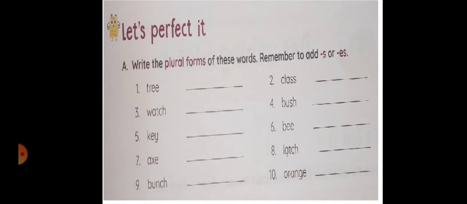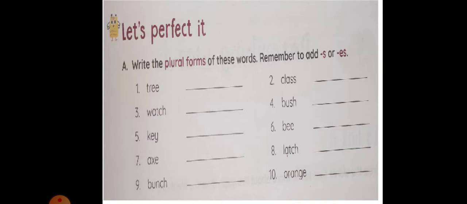Write the plural forms of these words. Remember to add s or es. Tree, trees. And then glass, class, classes. Watch, watches. Bush, bushes. Key, keys. Bee, bees. See here children, there are some words which end with s, sh and normal words. Where you need to add s and where you need to add es, you will easily come to know.